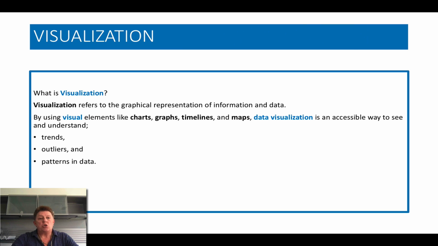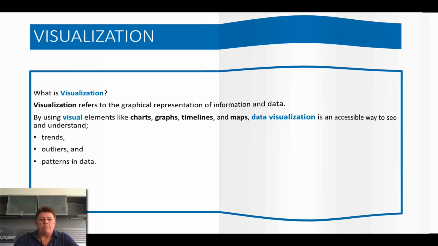Now let's talk about visualization. What is visualization? Visualization refers to the graphical representation of information and data. How are we going to represent it? How are we going to tell the story with it? By using visual elements like charts, graphs, timelines, and maps, data visualization is an accessible way to see and understand trends, outliers, and patterns in data. Otherwise, it's just boring numbers, bits, bytes, letters. So we're making it visual so that we can tell a story with it.